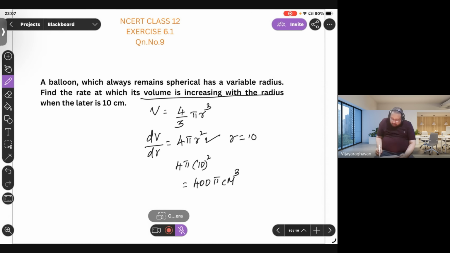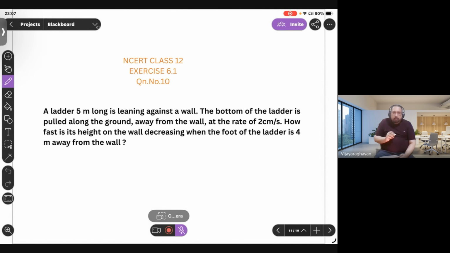So the next question is, a ladder 5 meter long is leaning against a wall. The bottom of the ladder is pulled along the ground away from the wall. Yeah, it's a beautiful question. But the thing is, so far in all the questions, you have been given a geometrical figure. But in this question, especially, you are not given any geometrical figure, but you should know what geometrical figure this represents. See, ground, wall, a ladder, it will make a right triangle.